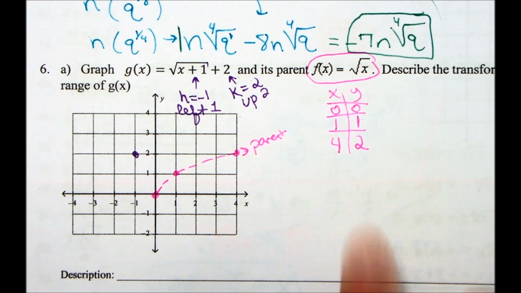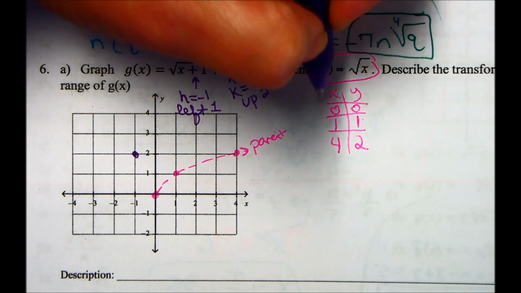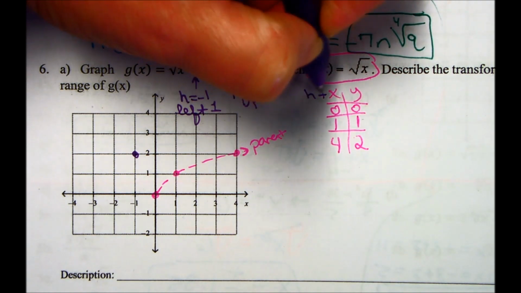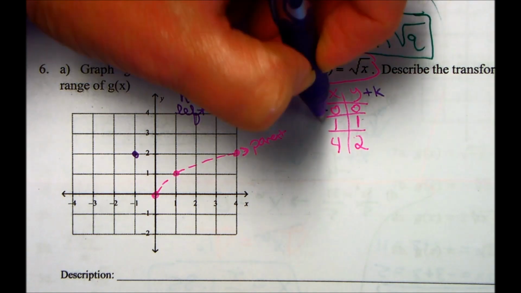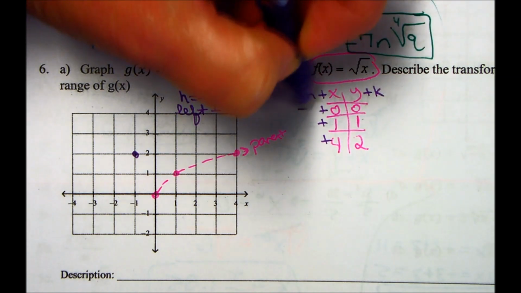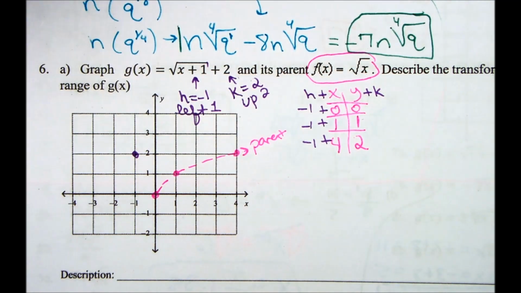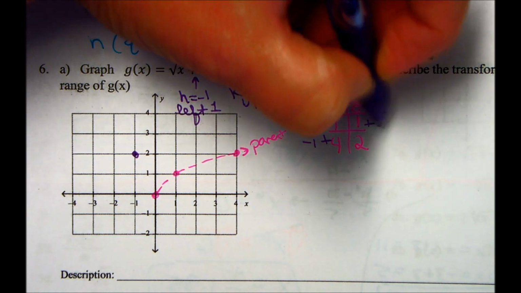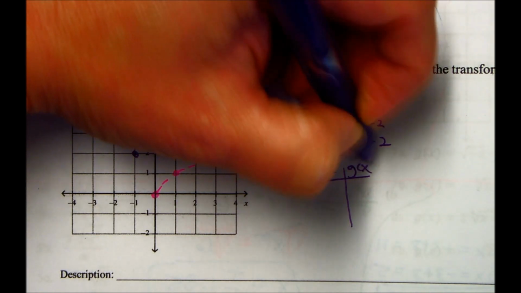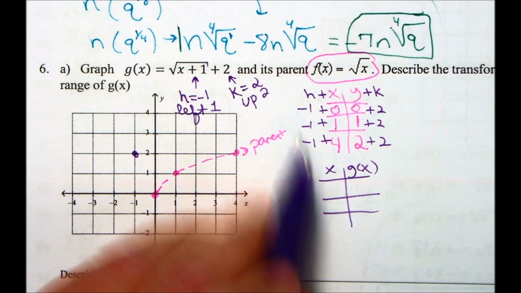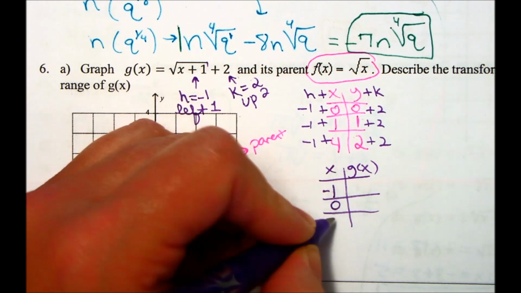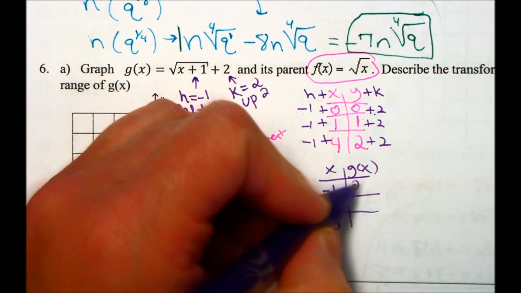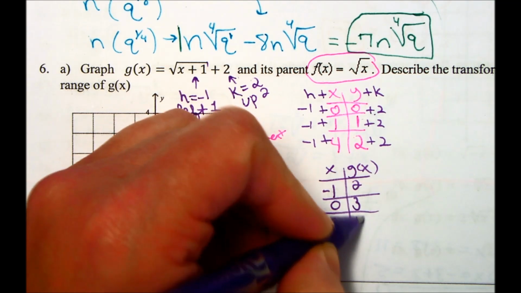If you would prefer, you could add h to the x coordinates and add k to the y coordinates. So you would be adding a -1 to each of the x coordinates, and you would be adding 2 to each of the y coordinates, which would then give you the coordinates for your g of x function. -1 plus 0 would be -1, -1 plus 1 is 0, -1 plus 4 is 3, 0 plus 2 is 2, 1 plus 2 is 3, 2 plus 2 is 4.